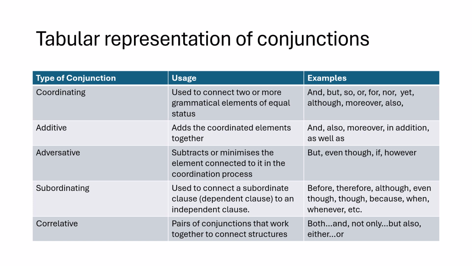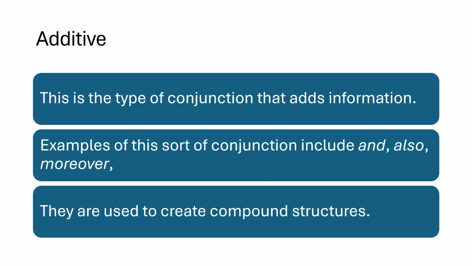Then you have the correlative pairs of conjunctions that work together to connect structures. So both and, not only but also, either or. So they work like a team. Let me just say they are a kind of team, or what you call a power couple. So that's the way correlative conjunctions work.